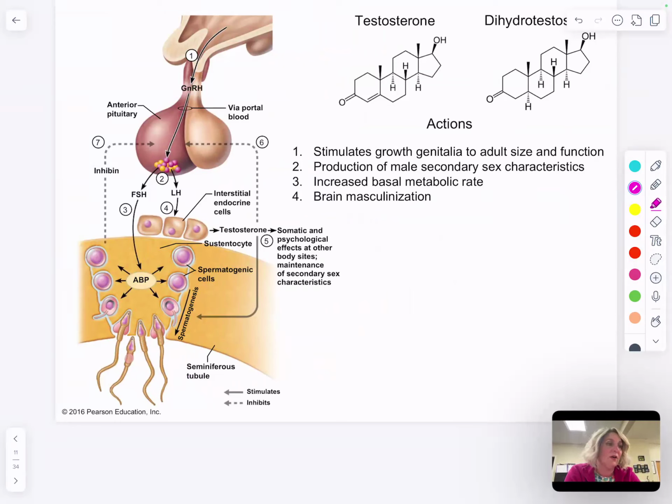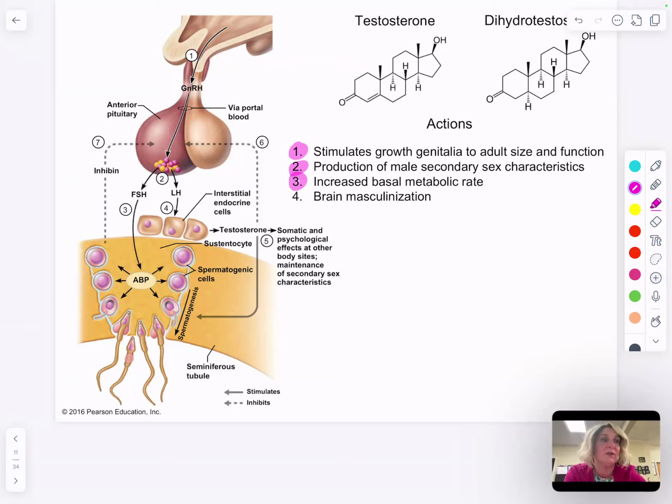This is a slide talking about testosterone, that it stimulates growth of the genitalia to adult size and function. It will produce male secondary sex characteristics like hair, deep voice, bulky muscle, things like that. It will increase the basal metabolic rate of men. Hence, that's why all men have to do is think about losing weight, and they do, versus us women where it's much harder.